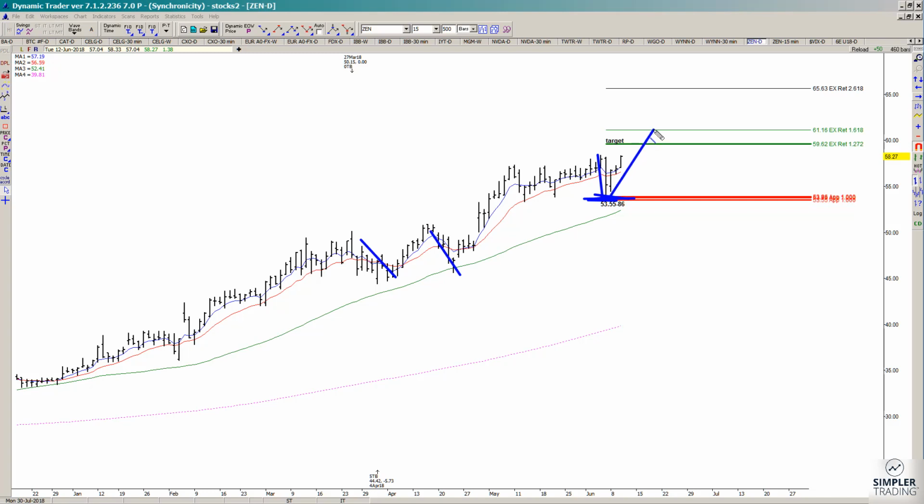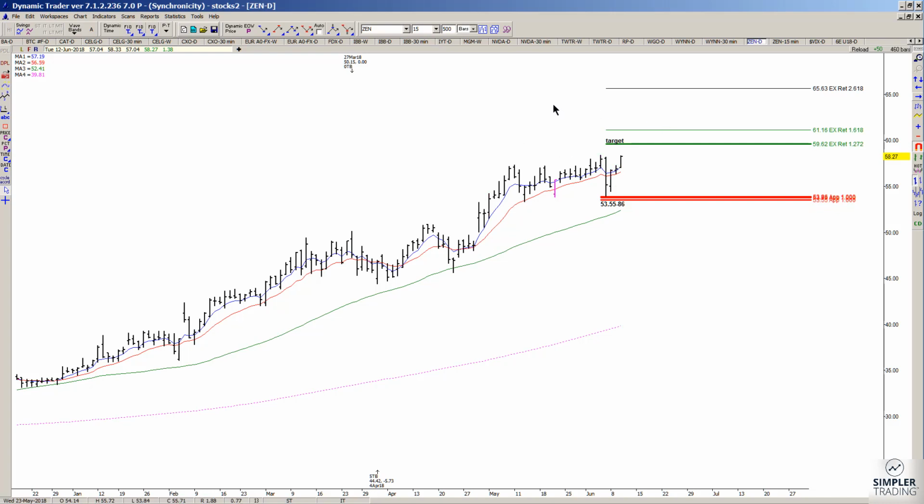The second target would come in at 61.16. Now, I like this setup a little bit better than others because of the fact that we had price clearly above the 200, above the 50, and the 5 and 13. We're in a buy mode with the 5 above the 13. So that supports a bullish setup.